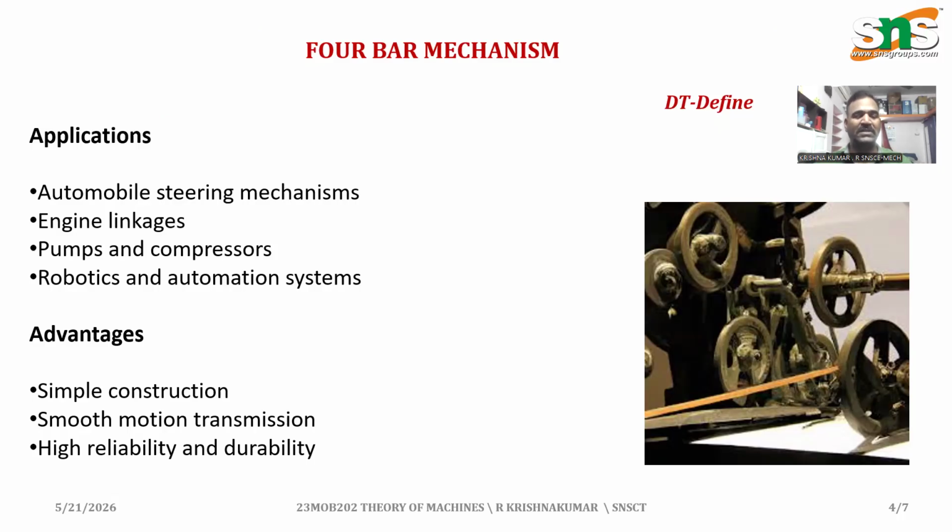Another important inversion is the coupling rod of a locomotive. In this arrangement, the coupling rod connects the driving wheels of the locomotive so that both wheels rotate together at the same speed. This ensures smooth and synchronous motion of the locomotive wheels.